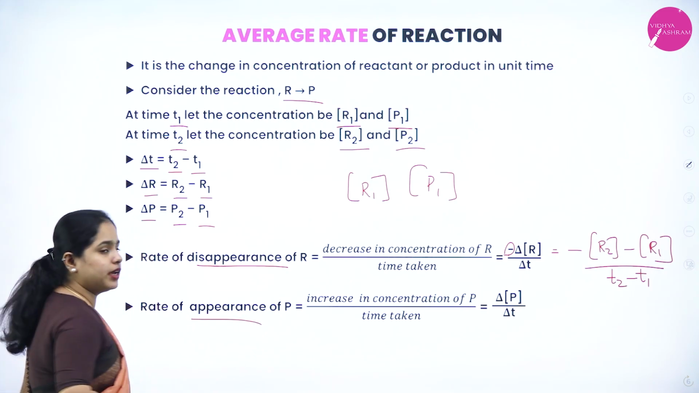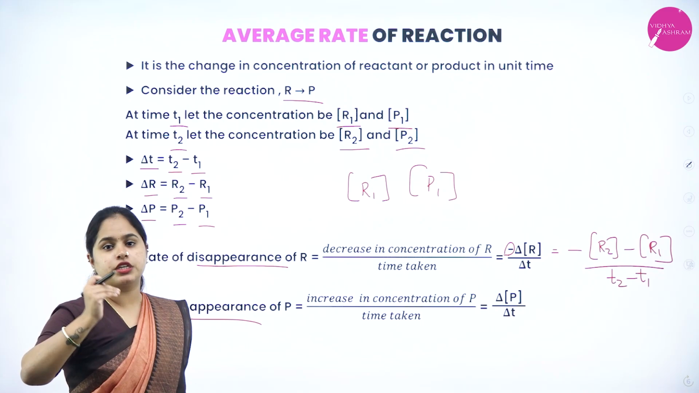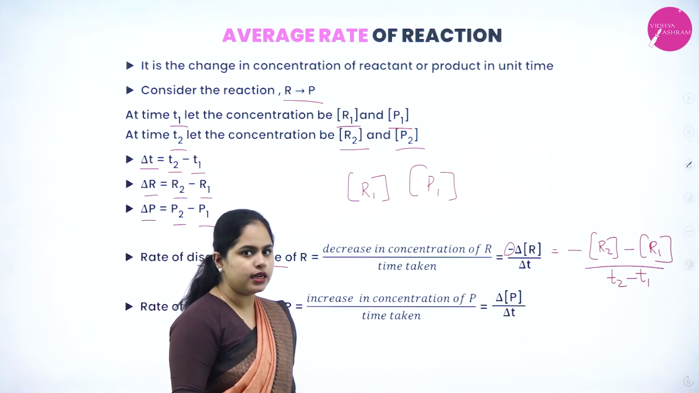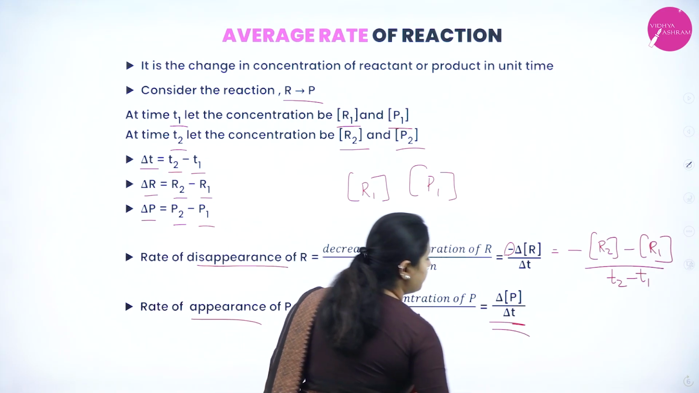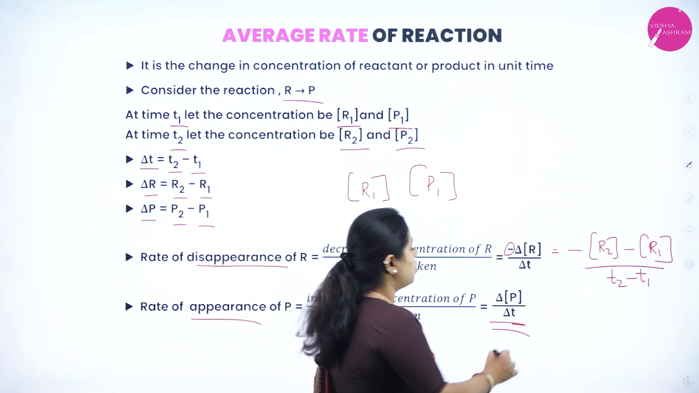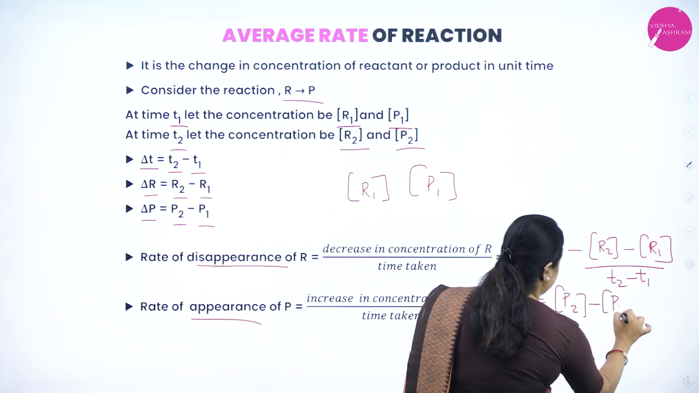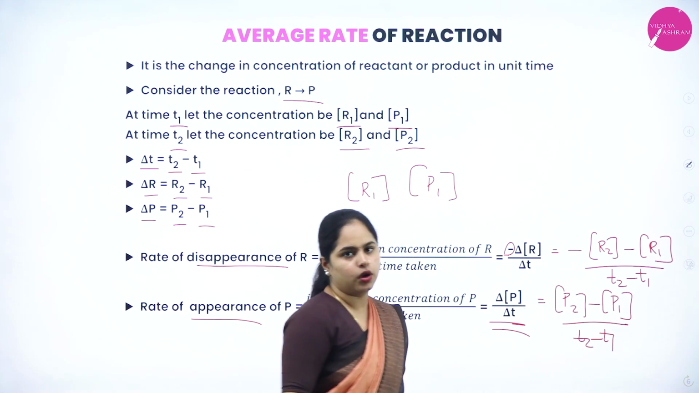Now moving on to the rate of appearance of P. Now why appearance? Because as time proceeds, what happened? Yes, the concentration of product increases. So it is equal to increase in concentration of product in a unit time, or divided by time taken. That will be equal to delta P by delta T. Okay. So what is delta P? It is P2 minus P1 divided by T2 minus T1. Okay, so I hope it is clear.